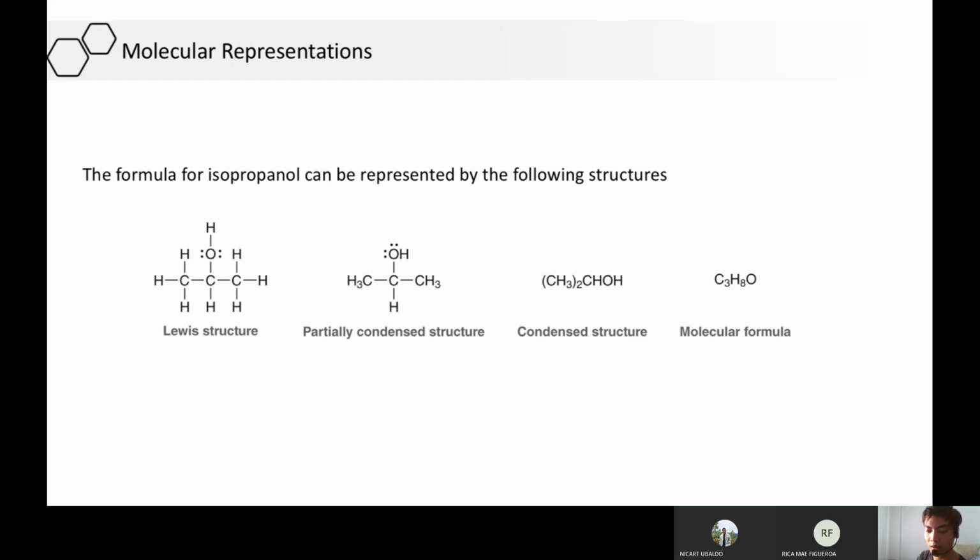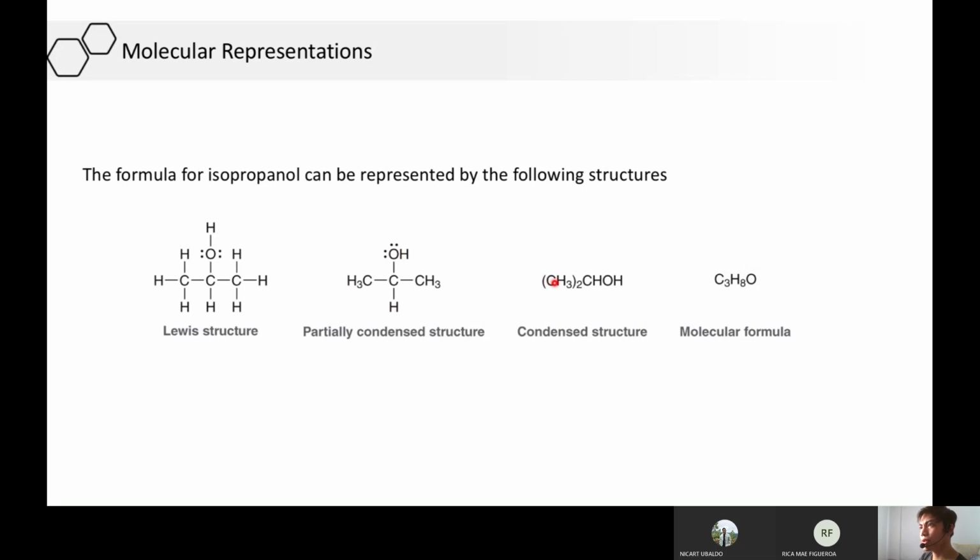But these are the common ones. So we have the Lewis structure, where all hydrogens are bonded and all bonds can be seen. For partially condensed, all the hydrogens attached to carbons or any atoms, the bond is no longer shown because it is automatic. So you need to know that this H is attached to the O, and that these three hydrogens are attached to the carbon, and so on and so forth. Actually, we can also condense this now.